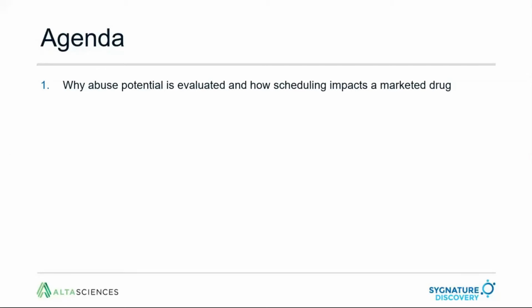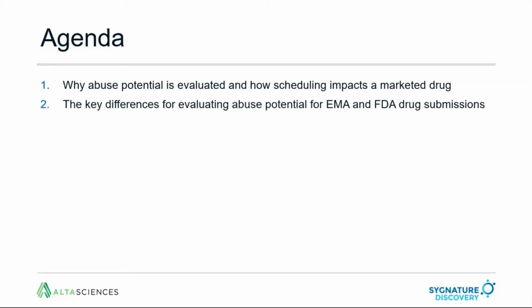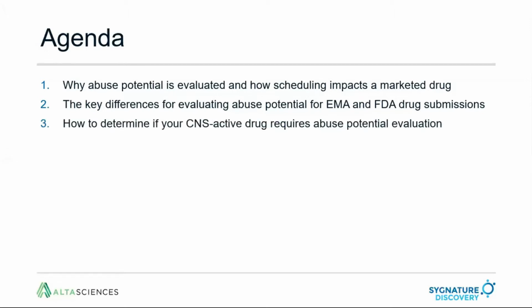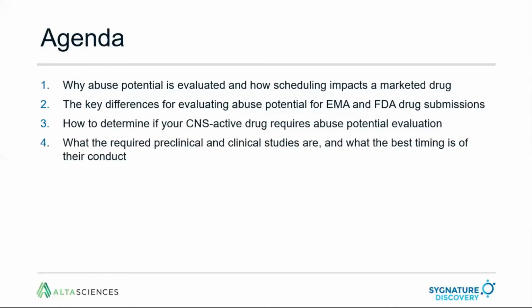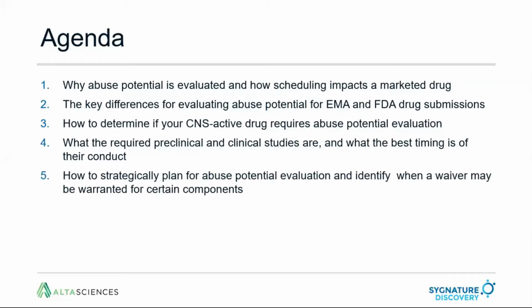In today's session, we will explain why abuse potential is evaluated and how this impacts the scheduling of a drug once marketed. We will also discuss the key differences for evaluating abuse potential for EMA versus FDA drug submissions. You will learn how to determine if your CNS-active drug requires abuse potential evaluation, and if so, what are the required preclinical and clinical studies, and when is the best time to conduct these studies in your drug development program. Lastly, we will provide insight on strategy and discuss situations where waivers may be considered. The session will conclude with an opportunity for our audience to ask questions.